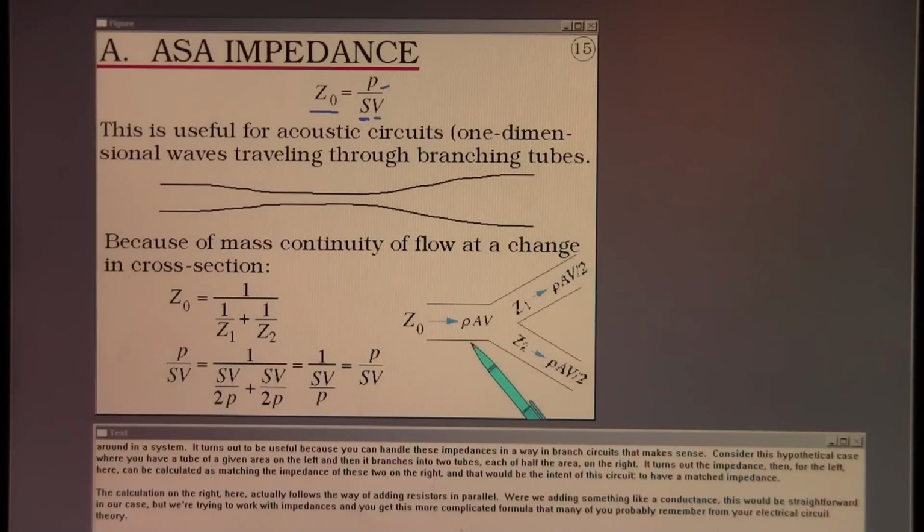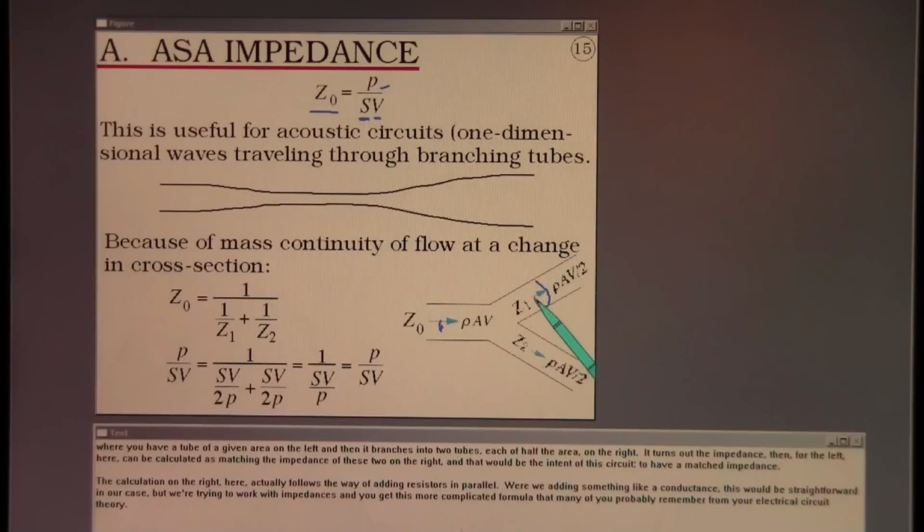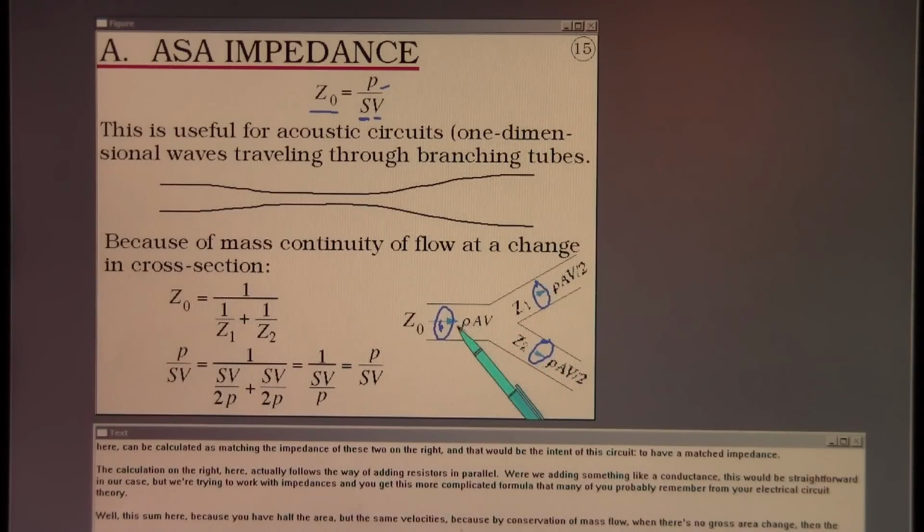Consider this hypothetical case where you have a tube of a given area on the left, and then it branches into two tubes, each of half the area on the right. It turns out the impedance then for the left here can be calculated as matching the impedance of these two on the right, and that would be the intent of this circuit, to have a matched impedance. The calculation on the right here actually follows the way of adding resistors in parallel.